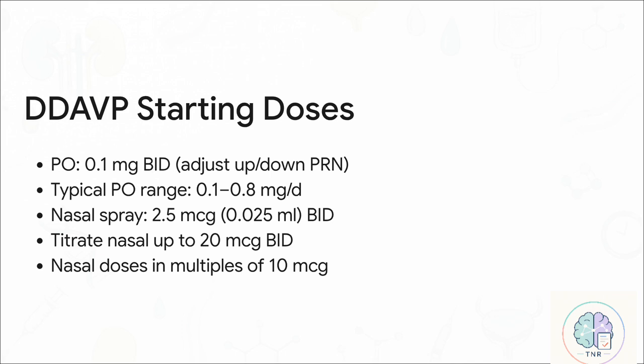For the oral route, you're going to start at 0.1 milligrams twice a day and then titrate as needed based on their urine output. The typical range you'll see here is 0.1 to 0.8 milligrams a day given in divided doses. Now, if you're going with the nasal spray, the starting dose is 2.5 micrograms, which is 0.025 milliliters, by nasal insufflation twice a day. You can titrate that spray all the way up to 20 micrograms twice a day as needed, but keep in mind that the spray should be used for doses that are multiples of 10 micrograms.